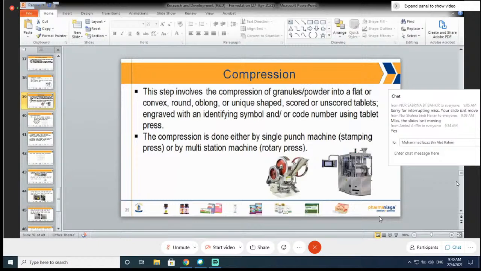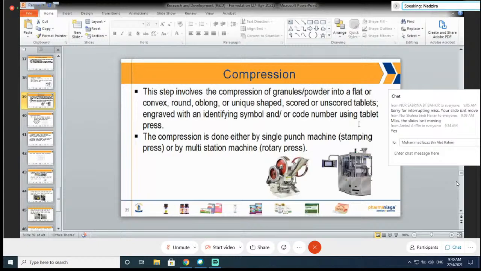Next is the compression method. After dispensing, blending, granulation, drying and blending, we go for the compression. Compression involves the pressing of the granules or powder into a certain shape or size according to the punches. According to the punches, we can have a score line or no score line, a symbol, the code number, everything, using the tablet press, or what we call the punches. I will show the punches after this.